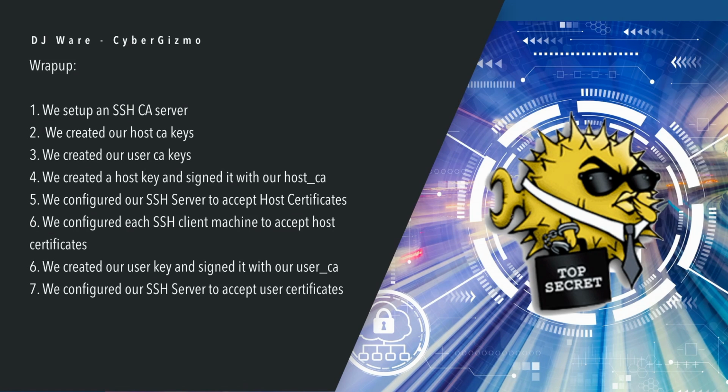We set up an SSH CA server. We created our host CA keys. We created our host CA user keys for the CA, and we also created a host key and we signed it. We configured our SSH server to accept those host certificates, and showed you how to configure the SSH client to accept those host certificates. We created our user key and we signed it with our user CA private key. And we configured our SSH server to accept user certificates. So we now have a full range of trust user certificates from host to user, user to host.